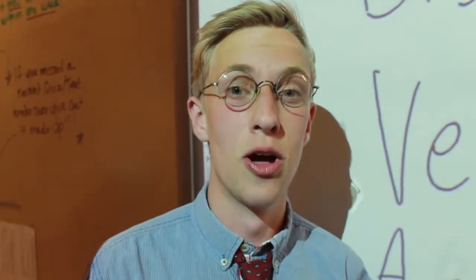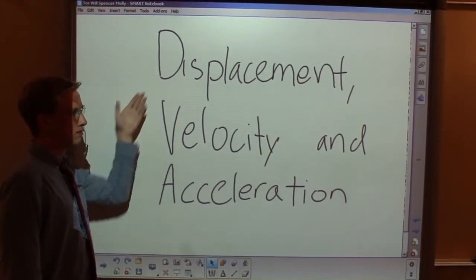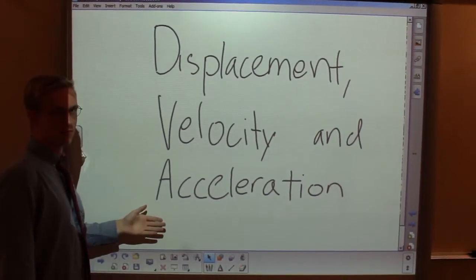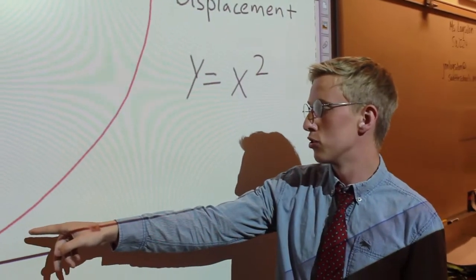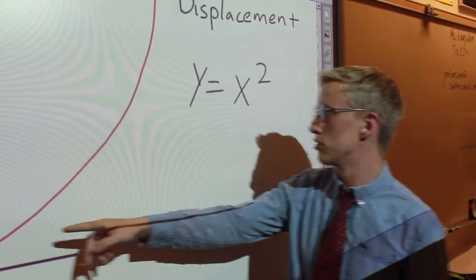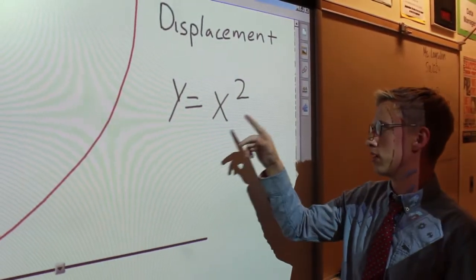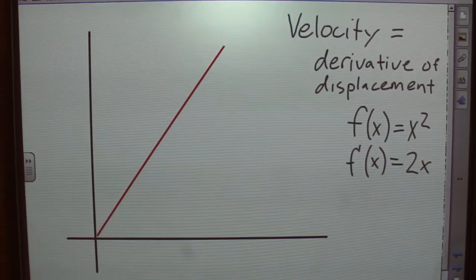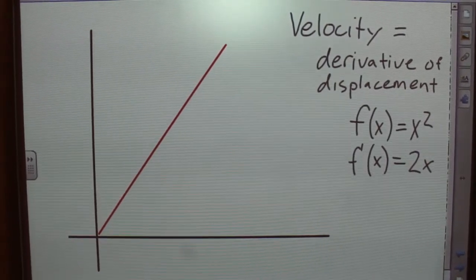As you can see in the video, the lobster is running at a certain velocity. I'm going to teach you about displacement, velocity, and acceleration. Now, this graph shows the lobster's displacement. Let's assume he was moving at y equals x squared.